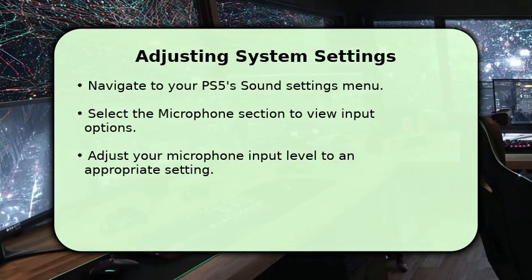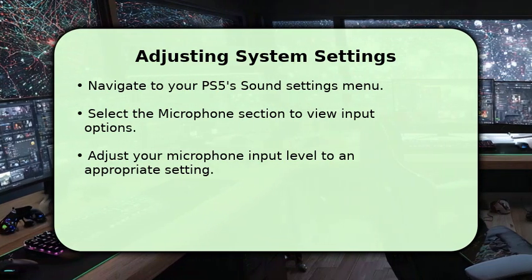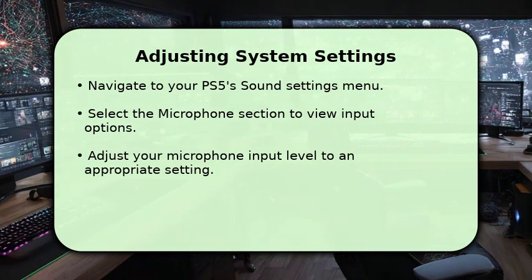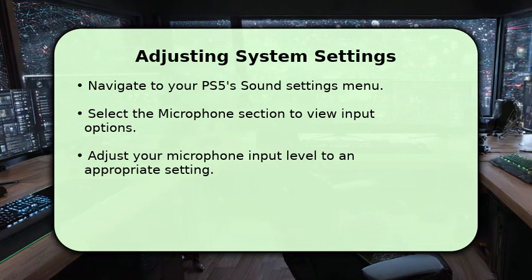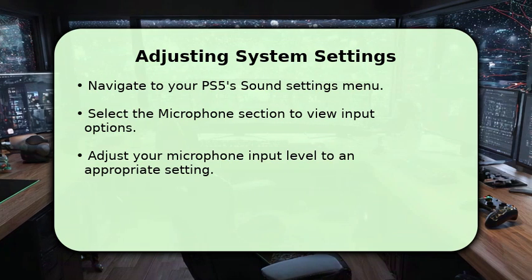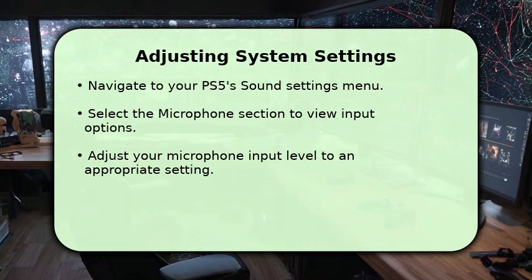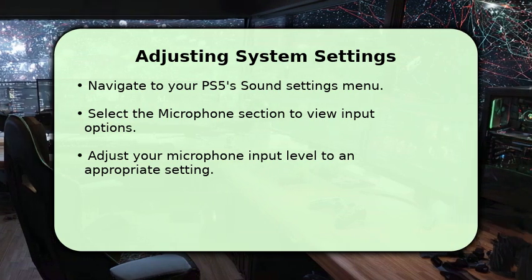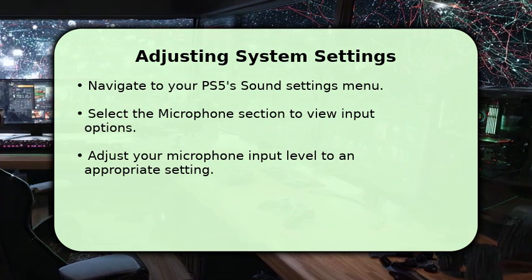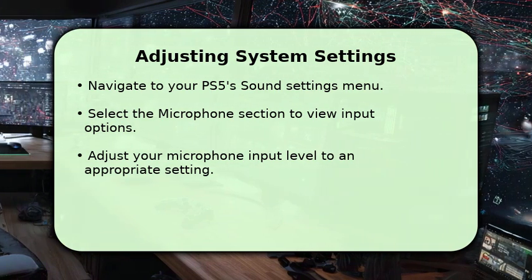Next, let's dive into your PlayStation 5 system settings. Go to the sound menu and then select microphone. Here, you can carefully adjust your microphone's input level. Aim for a setting that registers your voice clearly without peaking into the red. Also, try reducing the side tone level, which can significantly cut down on feedback and unwanted static in your audio. These small adjustments often make a big difference.